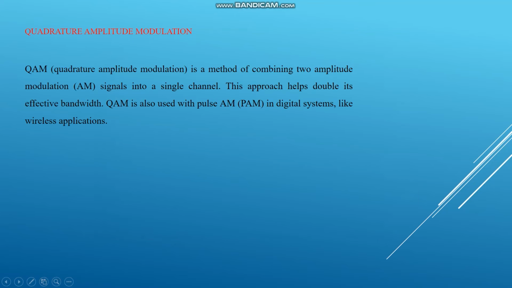So there is also such a thing called quadrature amplitude modulation or QAM. This is a method of combining two amplitude modulation signals into a single channel. This approach helps double its effective bandwidth. QAM is also used with pulse AM, which is also known as PAM, in digital systems like wireless applications.